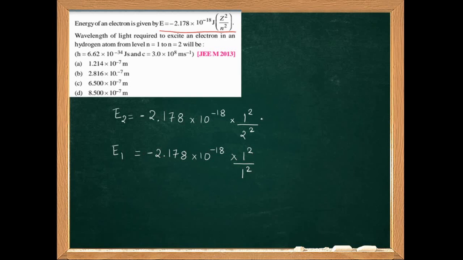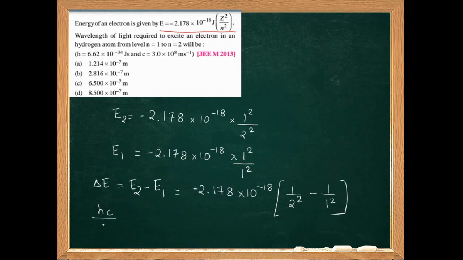If I subtract the energy levels of the 2 level and the 1 level, then I'll get the energy difference, delta E. So delta E will be E2 minus E1. What I can do is just substitute the values. This will be minus 2.178 into 10 to the power minus 18, which is common, times 1 upon 2 square minus 1 upon 1 square. So delta E is what?